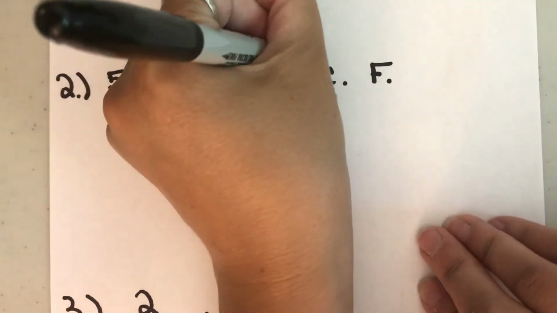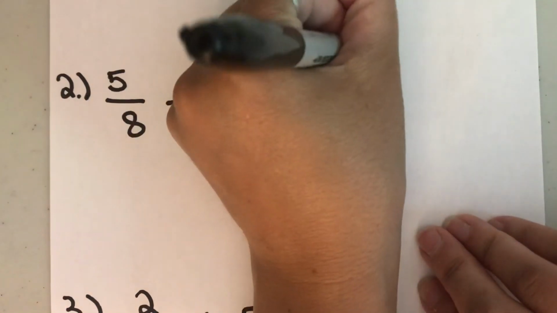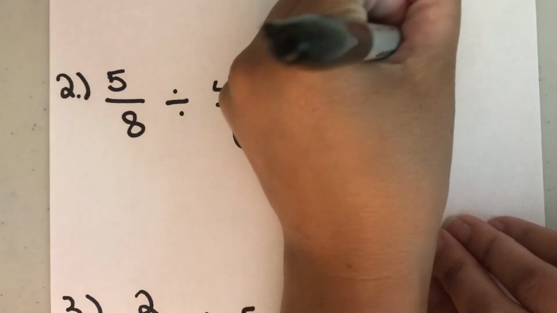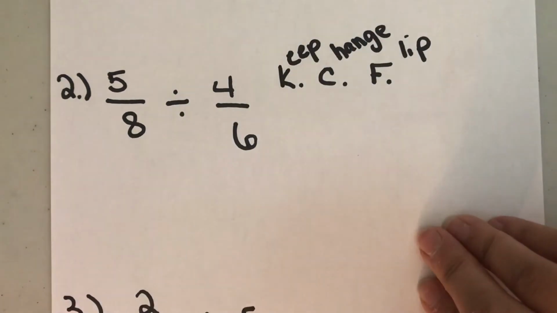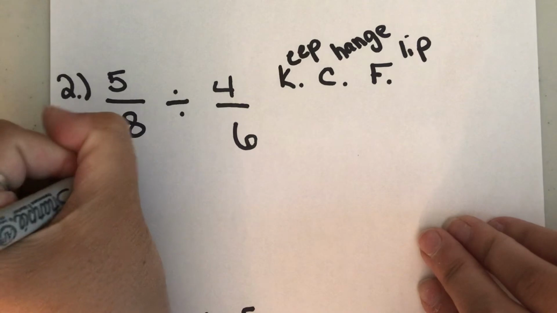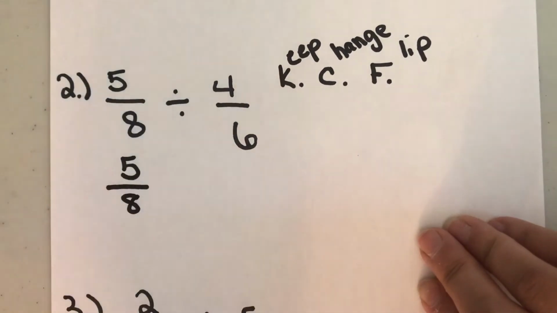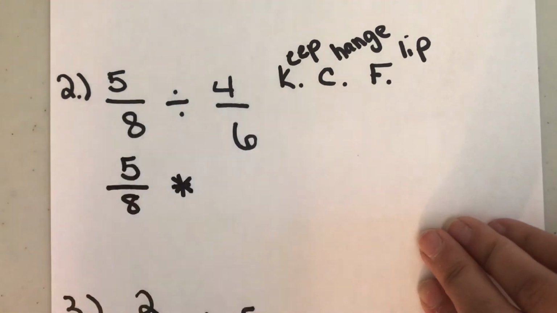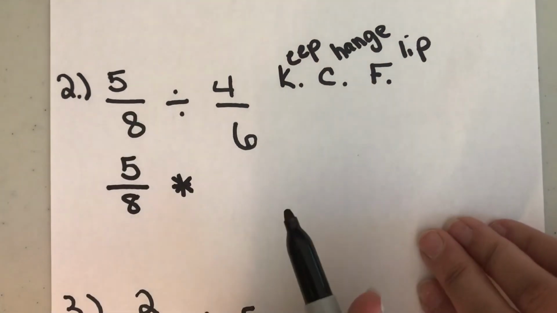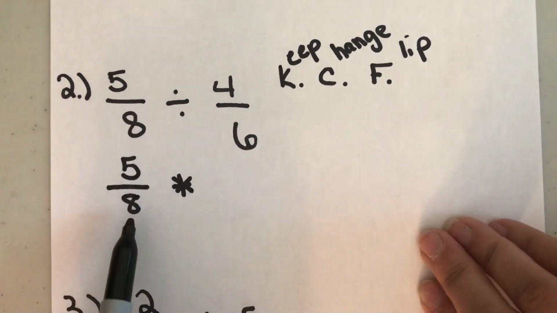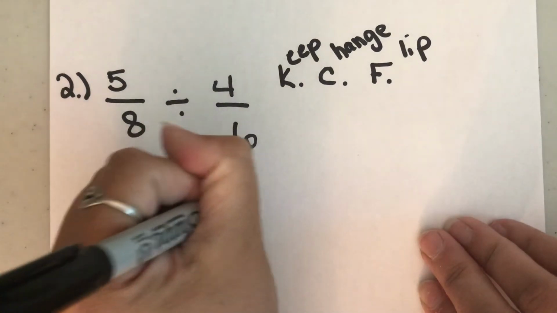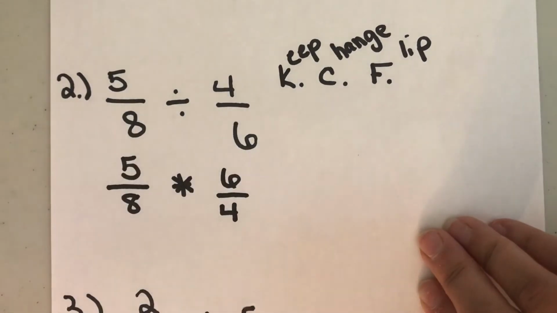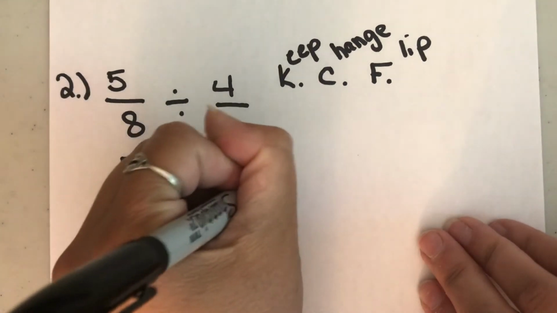It's keep, change, flip. Keep means you keep the first fraction as is, which is 5 over 8. Change to multiplication, and you flip the second fraction, never the first. It's keep, change, flip. So we flip the 4 over 6, making it 6 over 4.